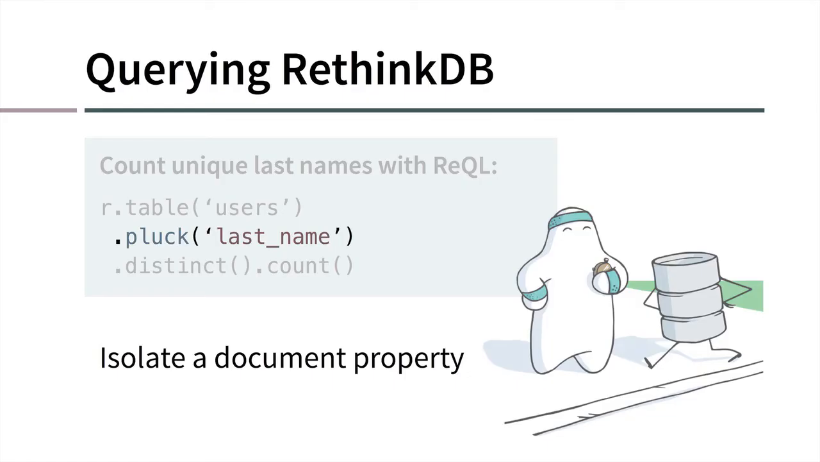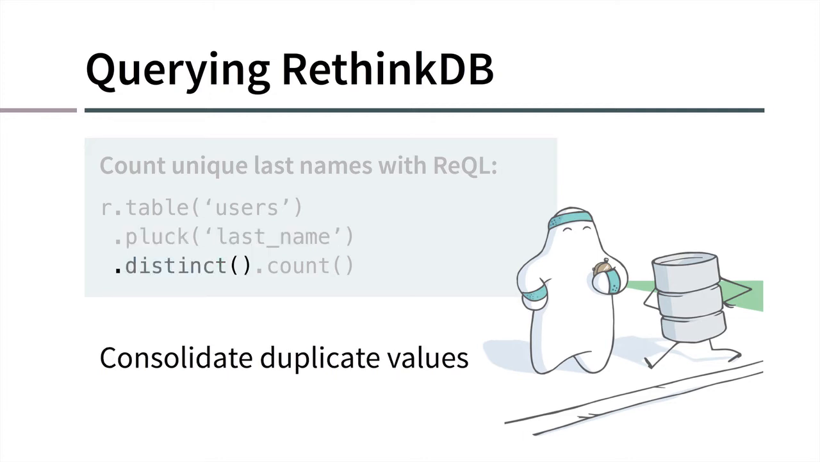Then we isolate the one document property. We're going to say we just care about getting the last name field from each of these JSON documents with pluck. Pluck will say get that one property out. And then we say .distinct to consolidate all these duplicate values. Say only give me the distinct set of last names. And then we say .count. And now we're actually counting the number of items.